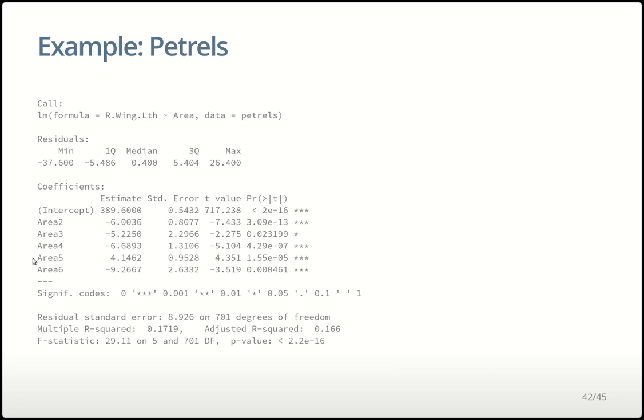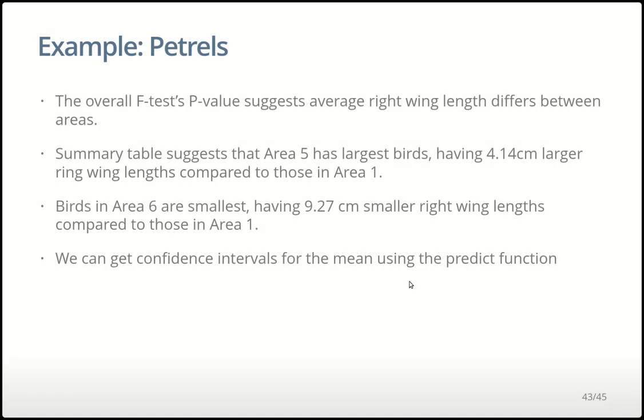So we can see here that area 5 must be the biggest because it's the only one with a large positive coefficient. So area 5 birds would be on average 393.7, right? 389.6 plus the 4. Okay, and I guess area 6 birds are probably the smallest, which would be 389.6 minus 9.3, so around about 380.3 millimeters in right wing length. Okay, so those are our conclusions.